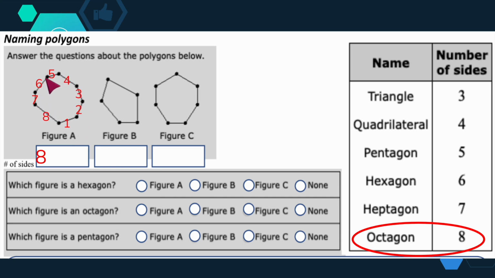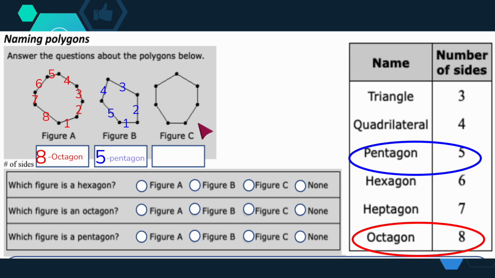Now, it's kind of a funny shaped 8-sided figure, but we're not worried about it being perfect or what we call a regular polygon, meaning that they all have the same size sides. As long as it has 8 sides, then it's an 8-sided figure, which we would call an octagon. The next one, if we count, we have 5 sides here, so that would be called a pentagon. And the last figure here, we have 7 sides going around, so that would be called a heptagon.